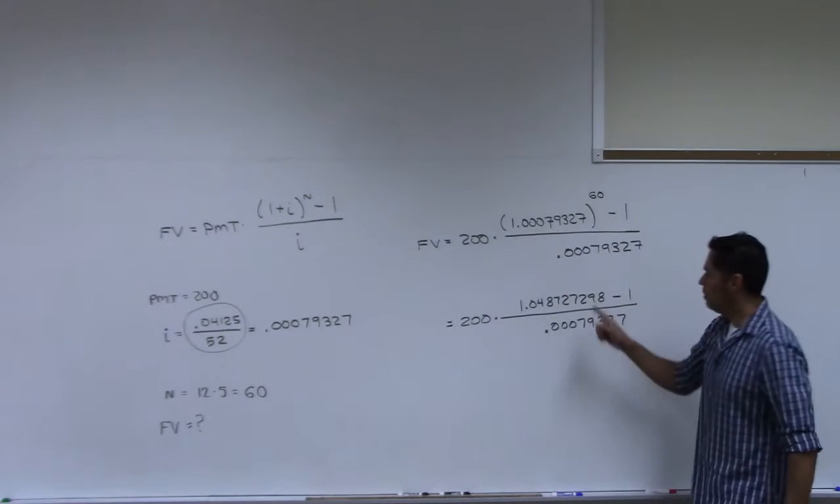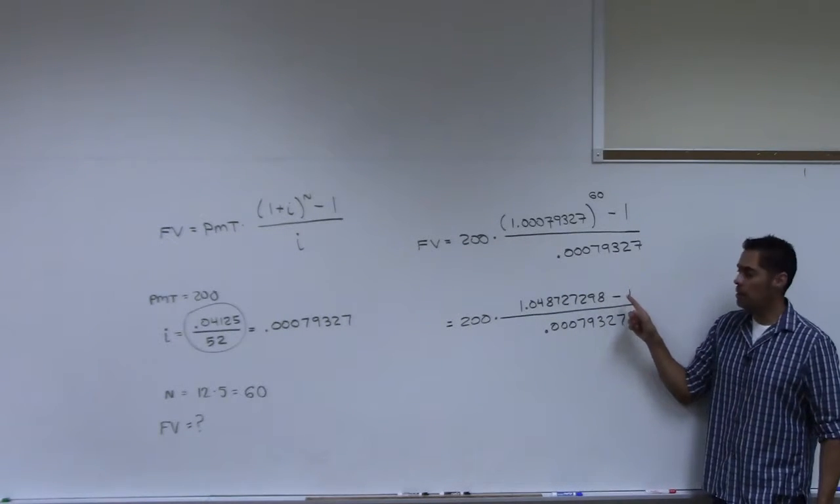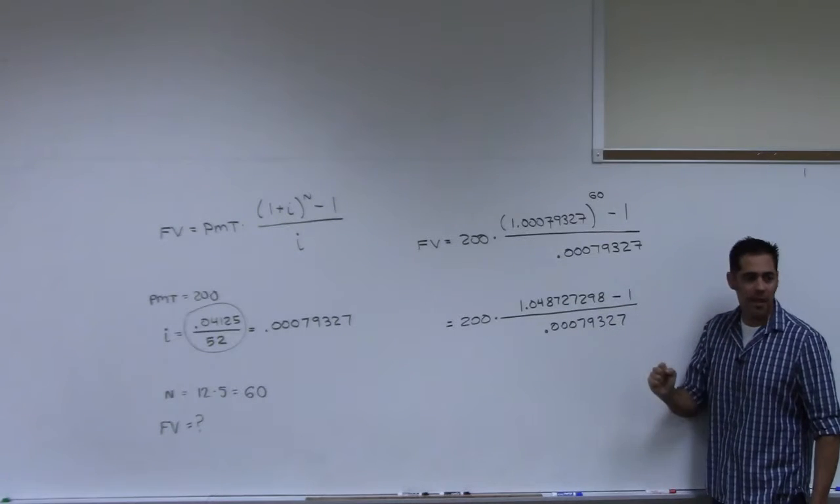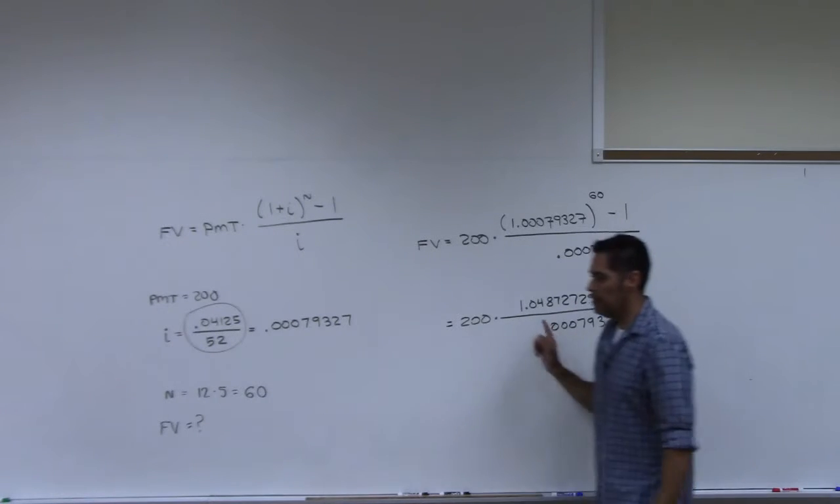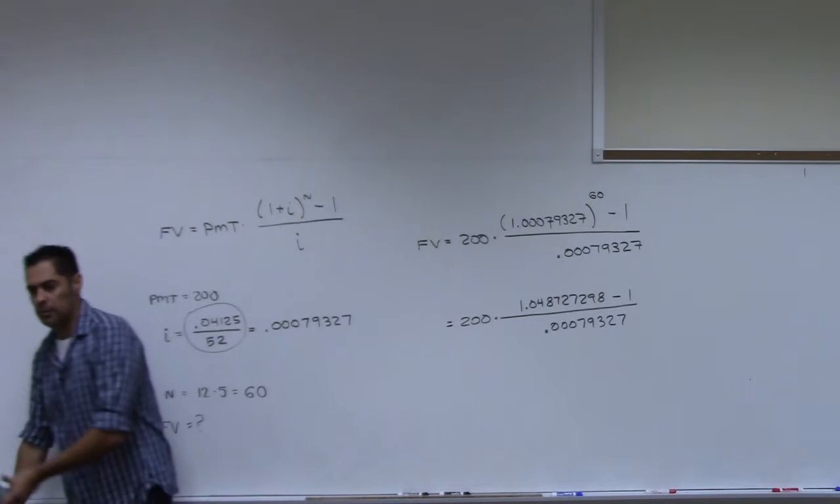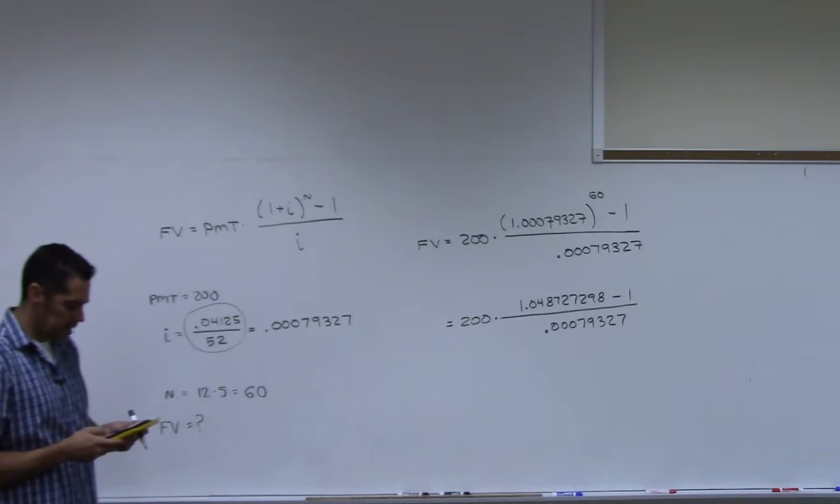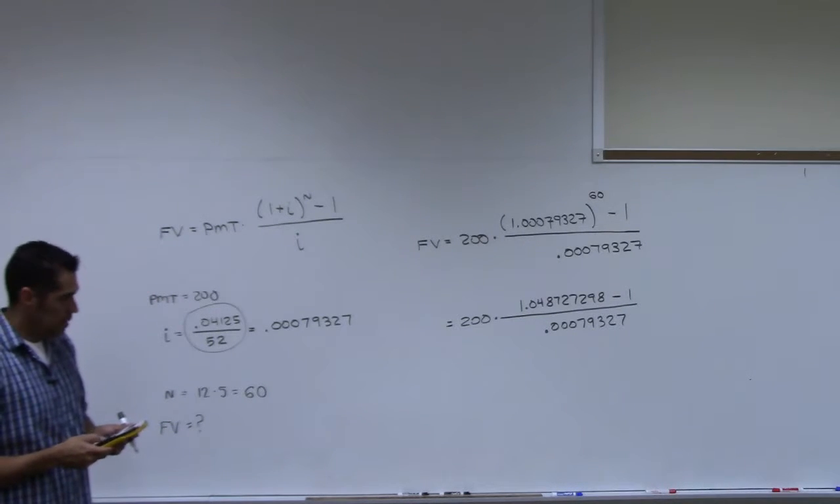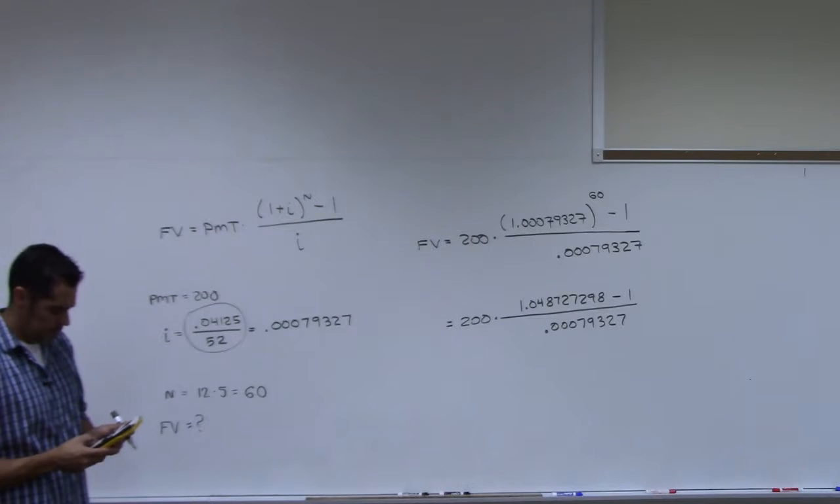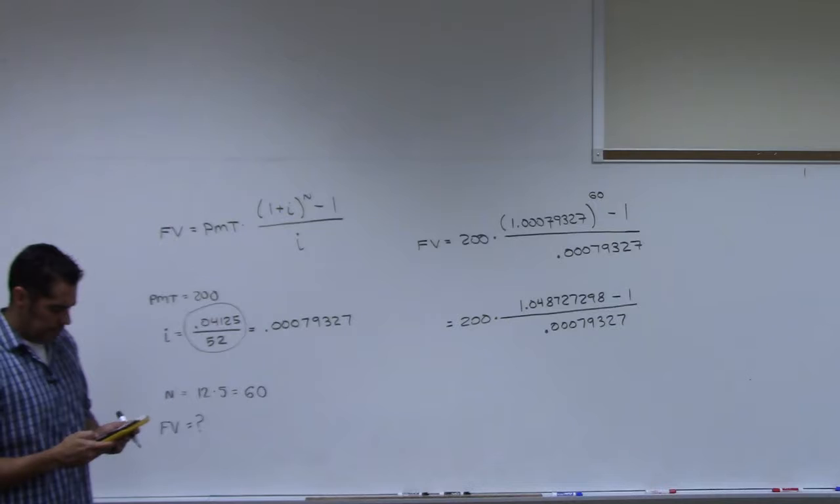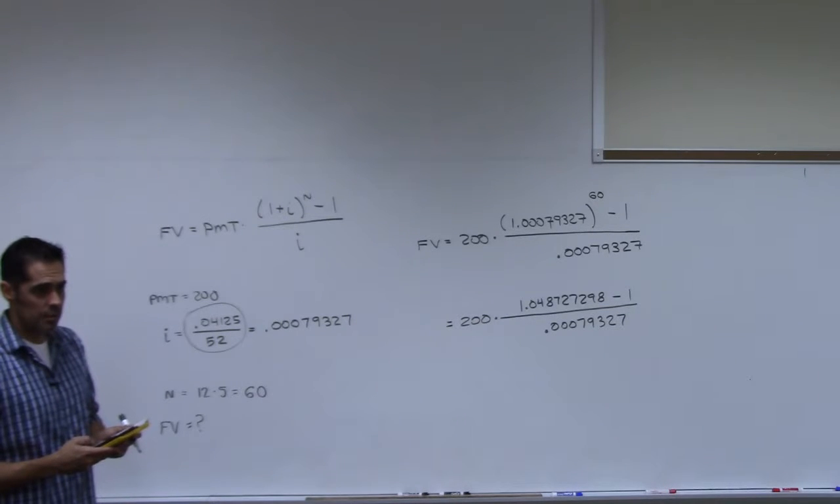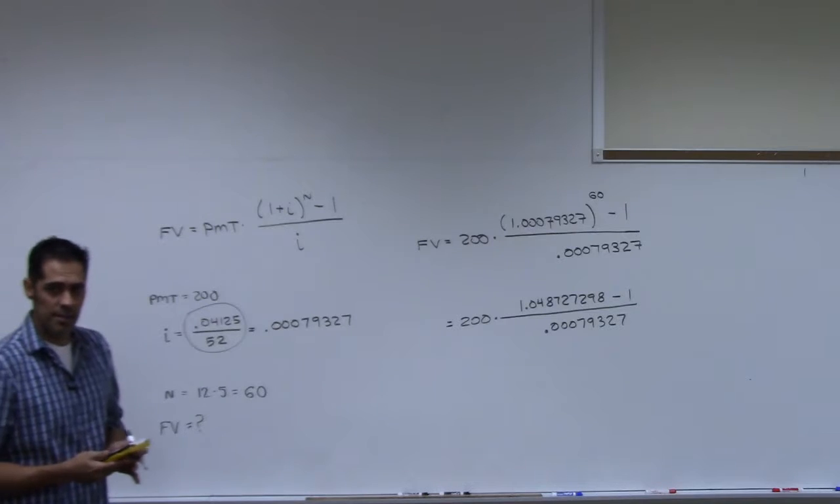Now, subtract this minus 1, get that answer, and then divide by this. Then multiply times 200. Let's see what we get. Let's see if you're getting the same thing I get. $12,285.17.